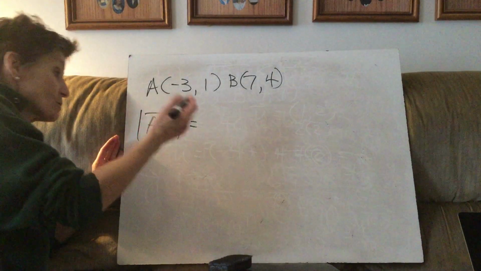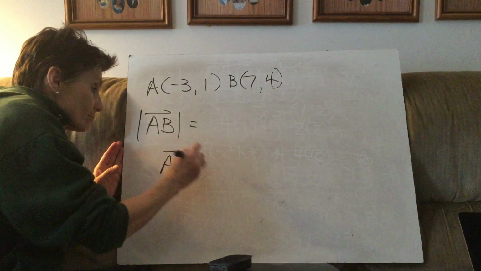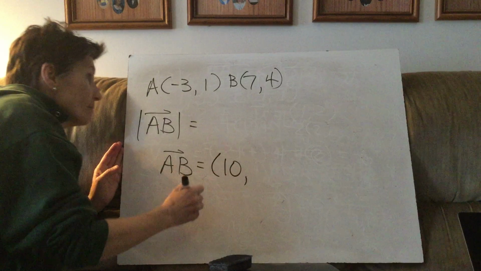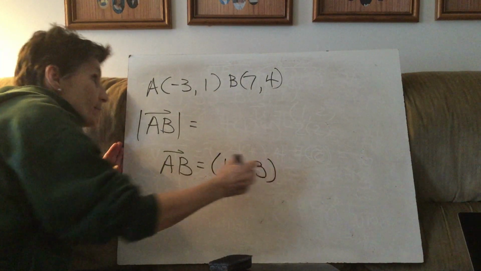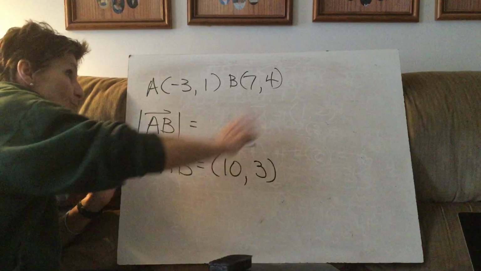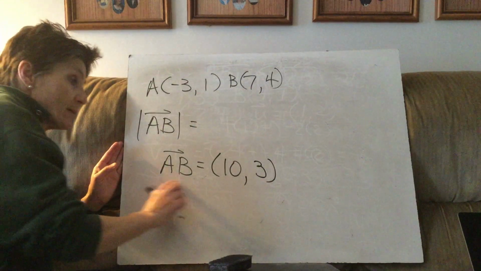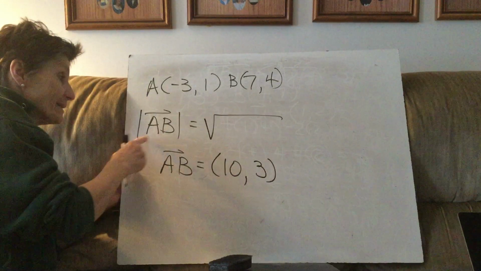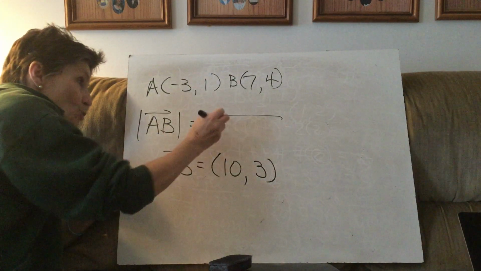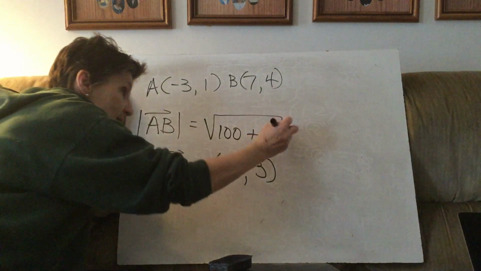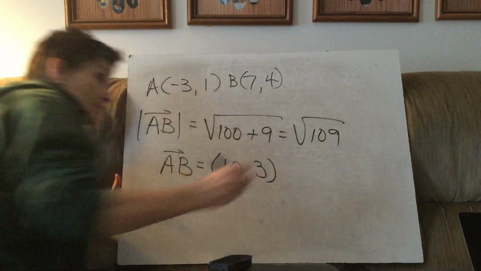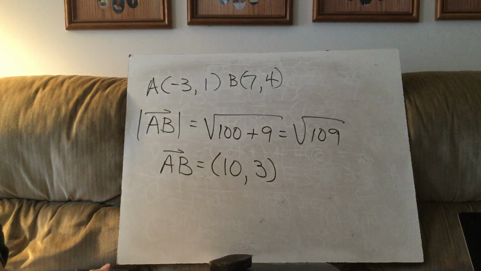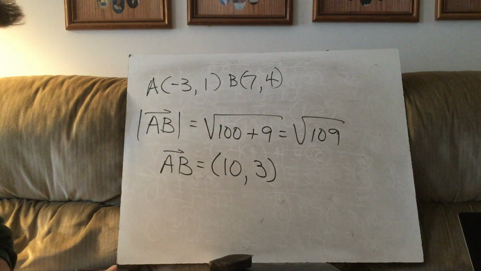Okay, so first of all, let's find AB. So -3 to 7 would be 10, and 1 to 4 would be 3. So again, 7 minus -3, 4 minus 1, if you want to do it that way. Those are the coordinates of vector AB. So the magnitude, square the first one, square the second one, add them up, and take the square root. So the magnitude is the square root of 109.